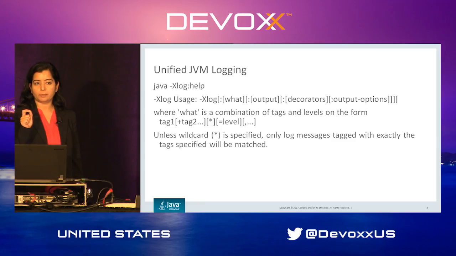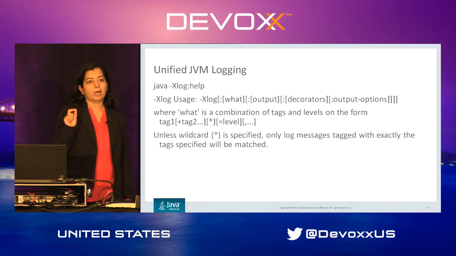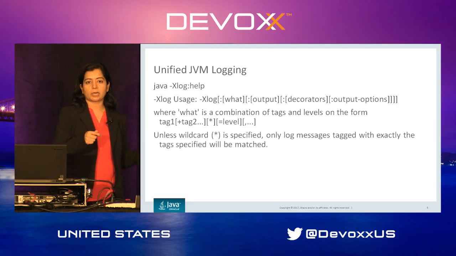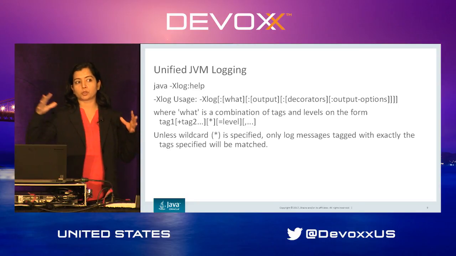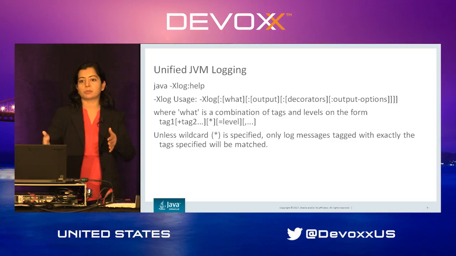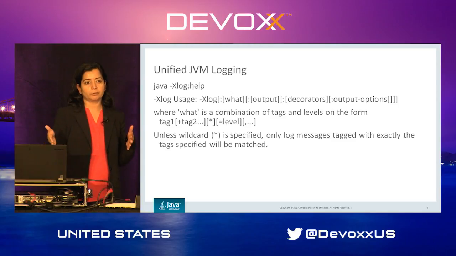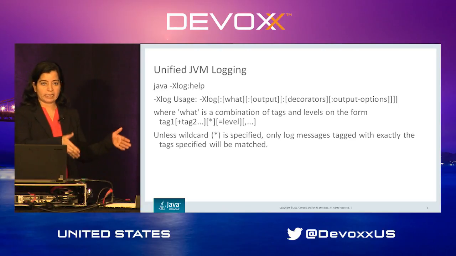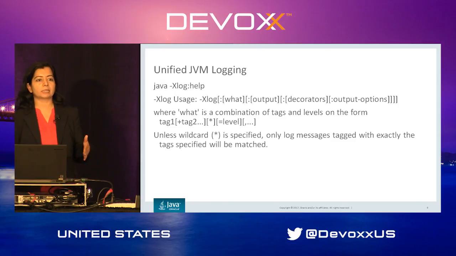Note the star, or the asterisk, which follows the tag sets. It denotes a wildcard, which means that I want to see the logging messages which are associated with the superset of the tags that I am specifying on the command line along with -Xlog. So I would like to see messages that are tagged with at least these tag sets, but they may have other tags associated with them as well.